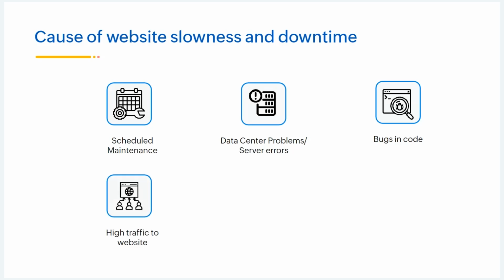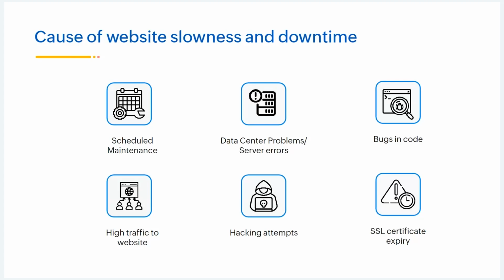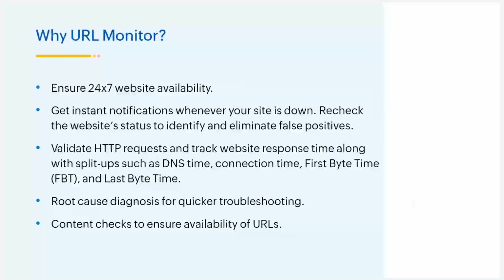Further, due to high traffic, when too many people try to access the web application simultaneously, it may not be able to handle the load. Hacking events like suspicious activities by hackers can cause the website to slow down or go offline. Also, when your SSL certificates have expired, it can cause the website to slow down or become unavailable. So to prevent problems like this, you can use Applications Manager's URL monitoring to ensure 24 by 7 website availability.